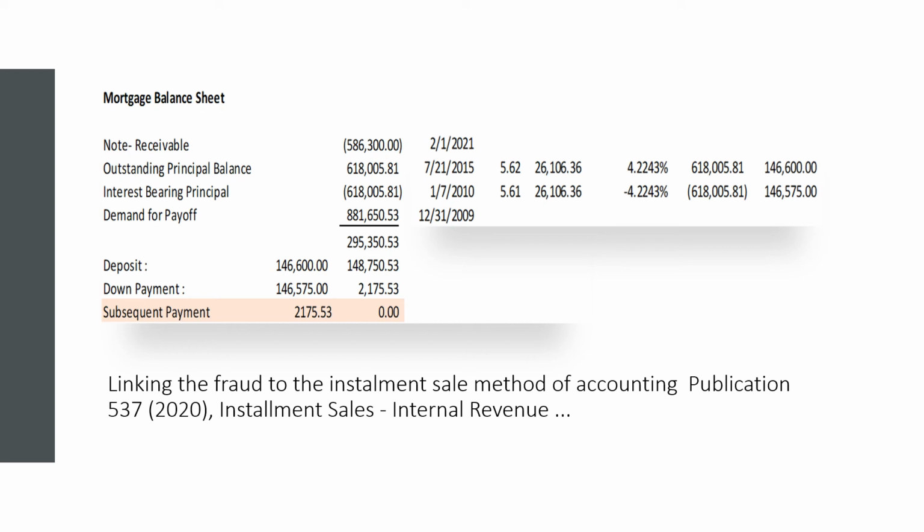Where did that come from? That came from totaling up these numbers. So when we total up the foreclosing party or servicing agent's numbers, we have just almost exactly enough to cover the deposit, which the borrower paid, and then the adjusted down payment, which the borrower paid, and that leaves a subsequent payment, which would be $21,755.53. Under the installment sale method, one payment must be made after the year of the sale. That's the installment sale method.